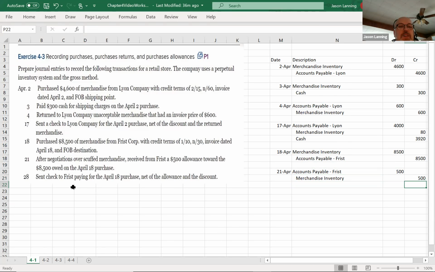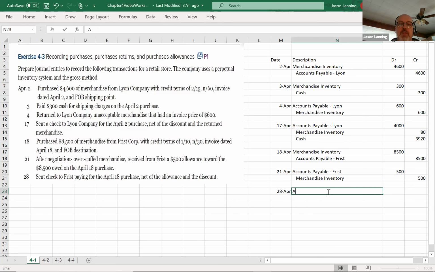Now, our last entry on the 28th is sending a check to Frist. We're paying them for the purchase we made, net of the allowance and the discount. Okay, so we can see over here we owe them $8,000 now. 8,500 was what we had purchased. They gave us an allowance for 500. So we really owe them $8,000.